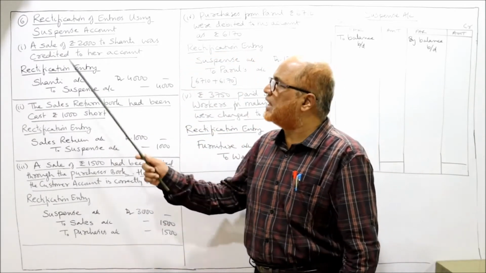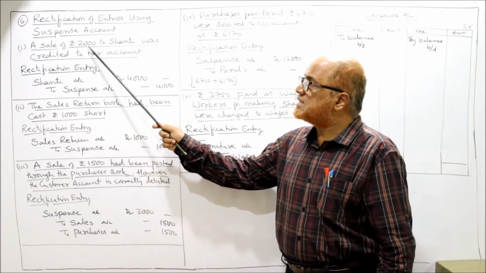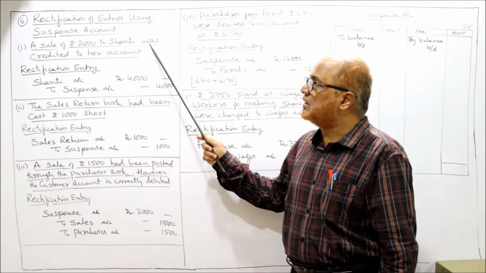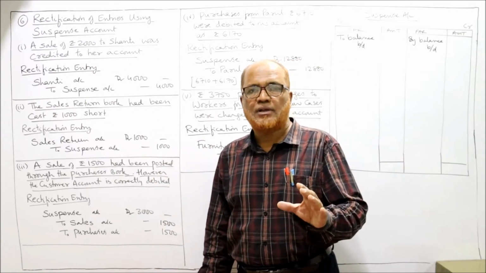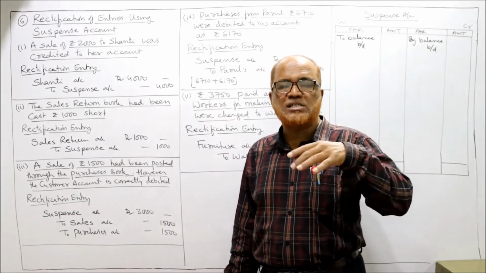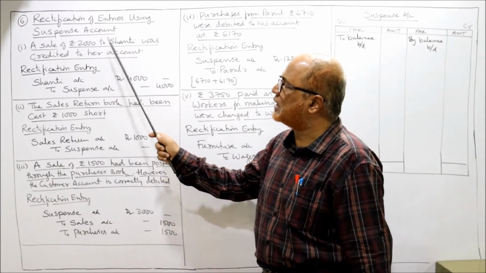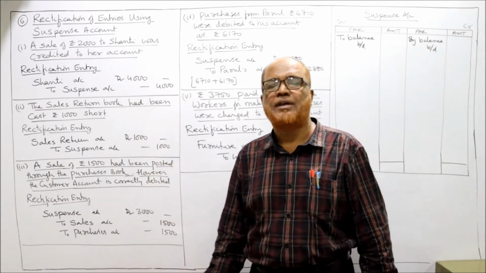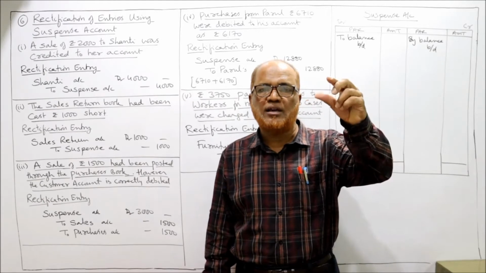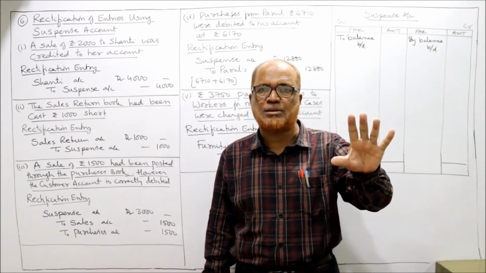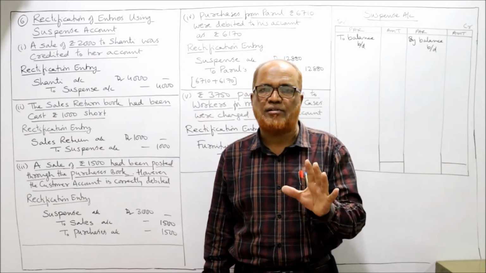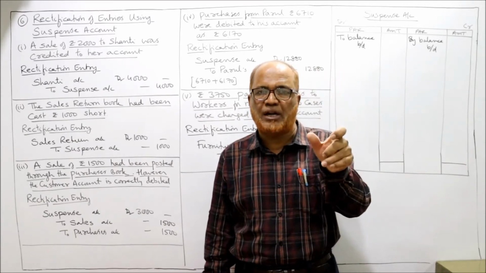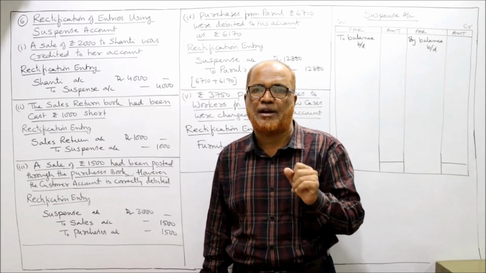Now see here, first error. A sale of rupees 2000 to Shanti was credited to her account. First of all, you just visualize what is the entry when we sell the goods to Shanti. Sale of 2000 to Shanti. The correct entry is Shanti account debit to sales. Shanti is the customer. So Shanti account debit to sales. That is the correct entry. Shanti account should have been debited and sales account should have been credited.